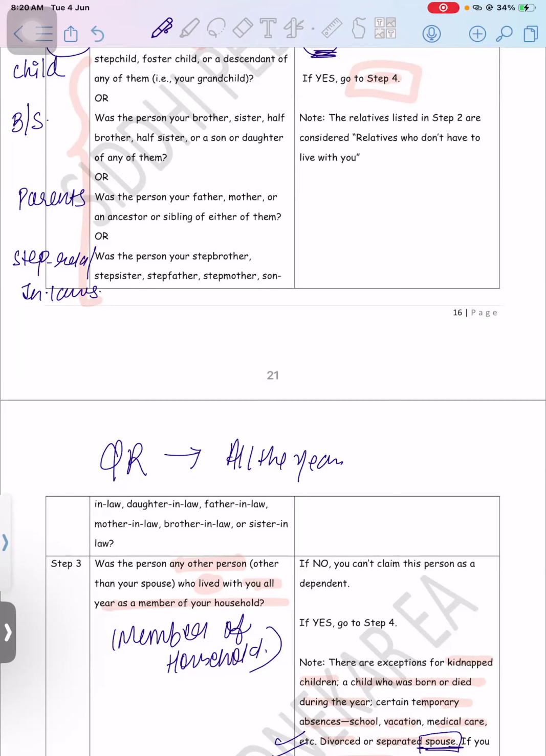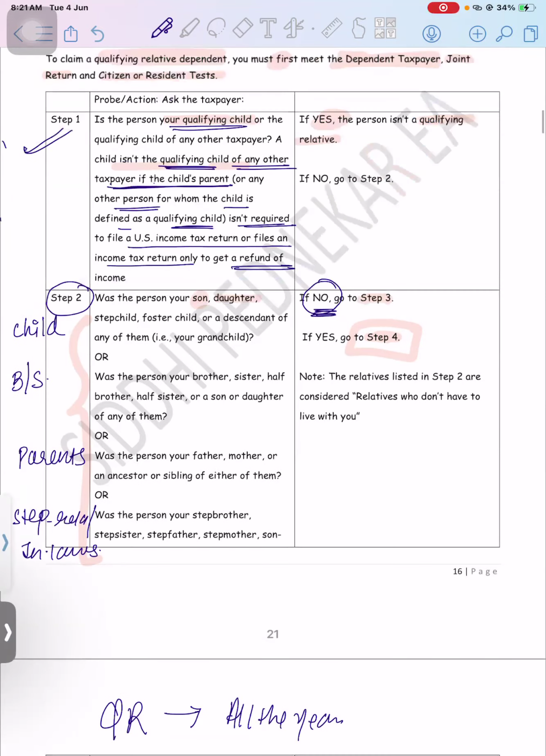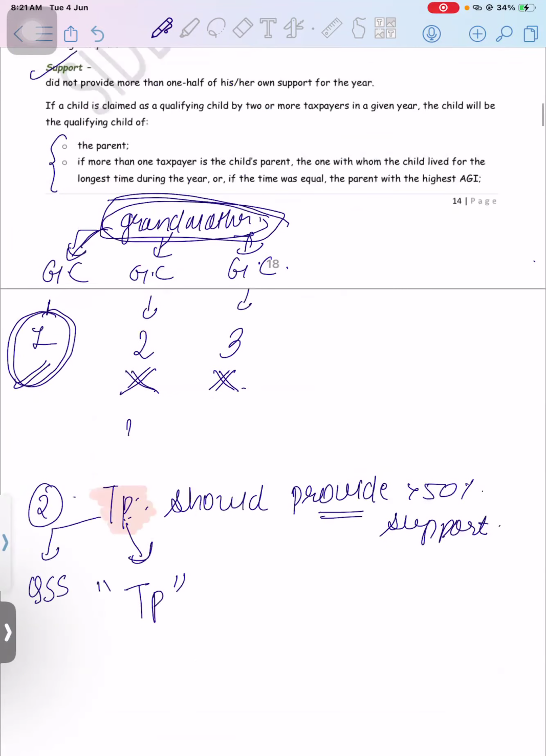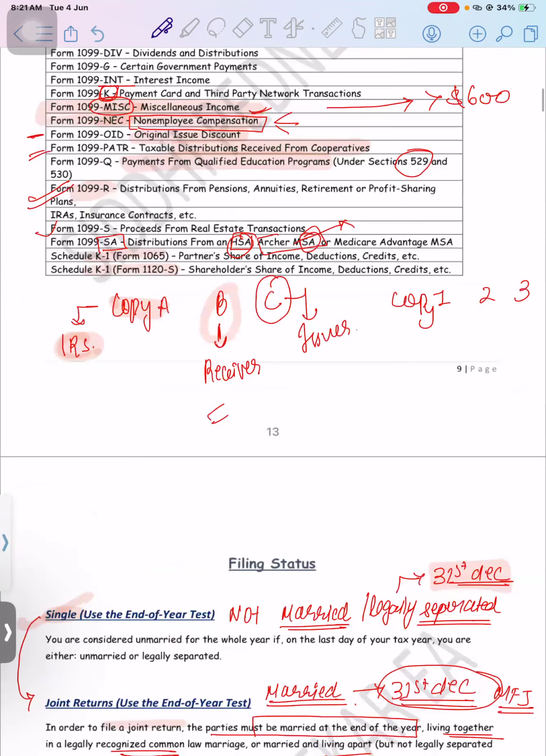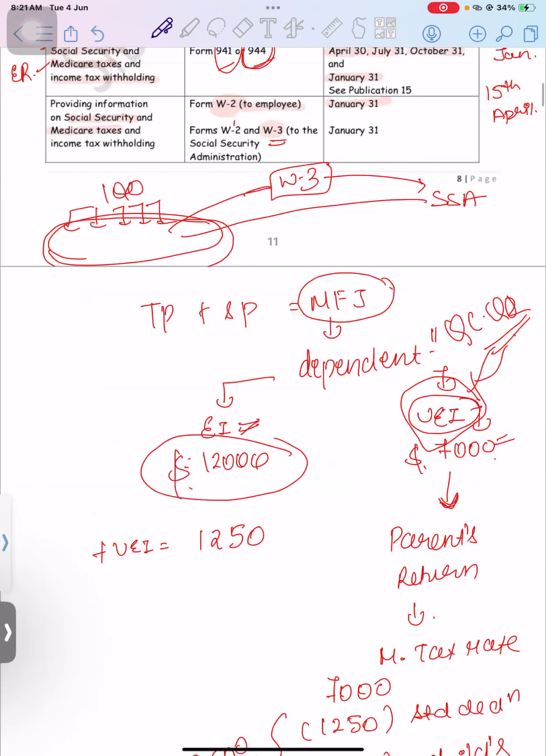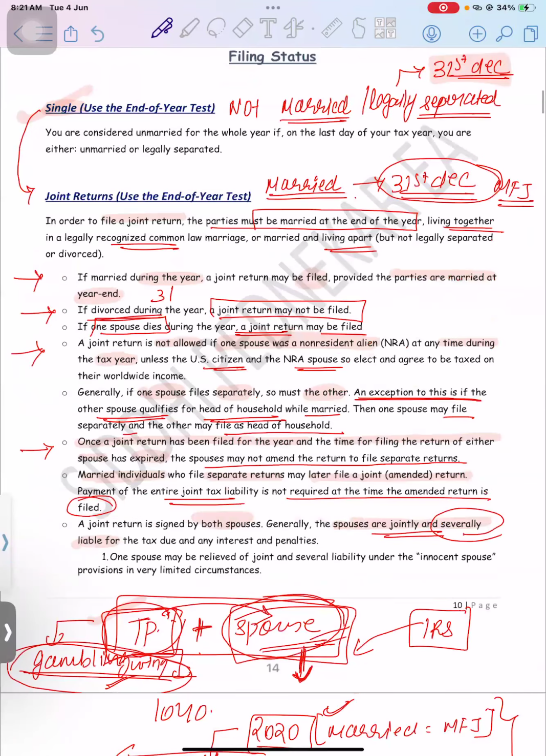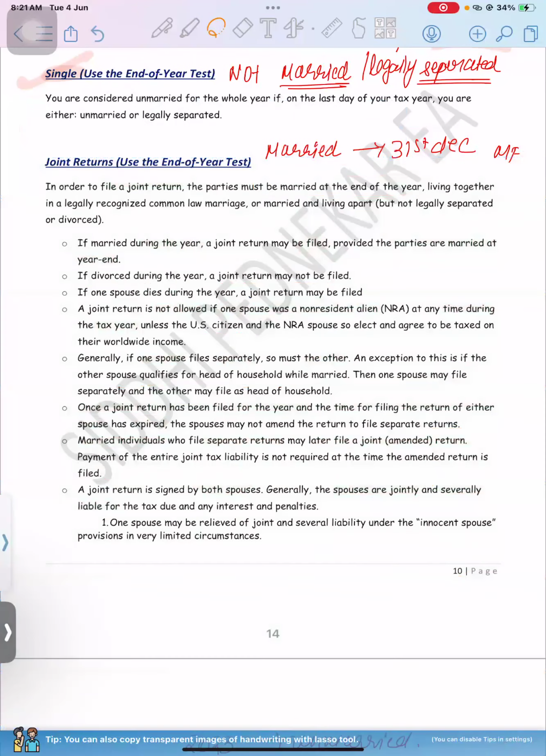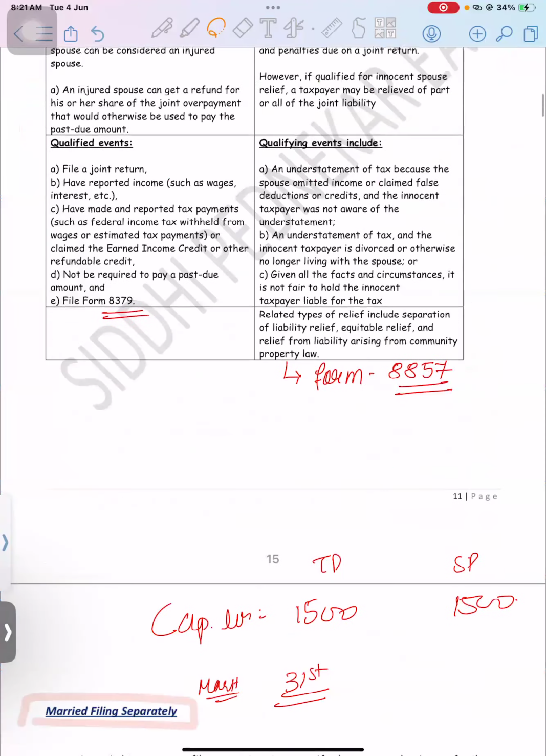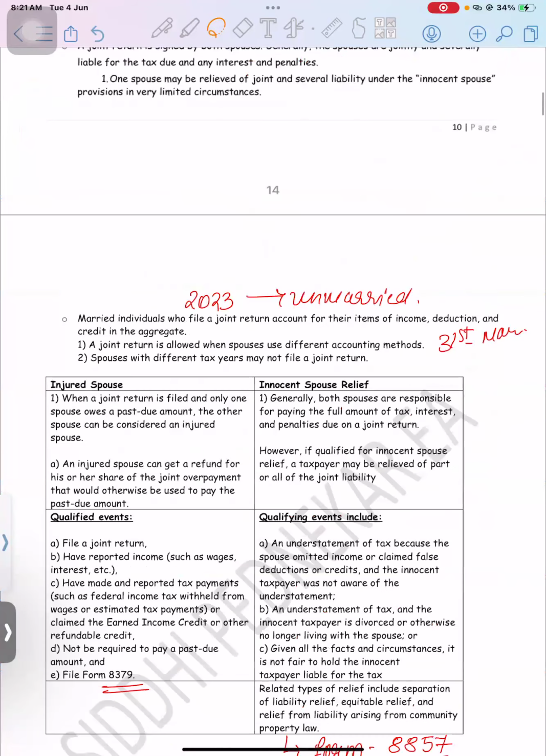First, you shared some pointers. If divorce during the year, joint return may not be filed. If one spouse dies during the year, joint return may not be filed. A joint return is not allowed if one spouse was non-resident. Which point didn't you understand from the topic? MFS, I think. In MFJ you had the first doubt. Yeah, you sent me these 3-4 things.